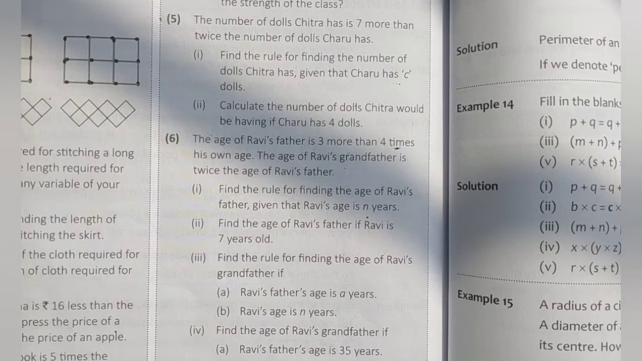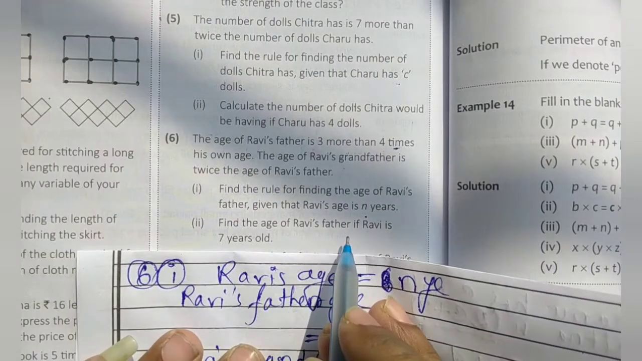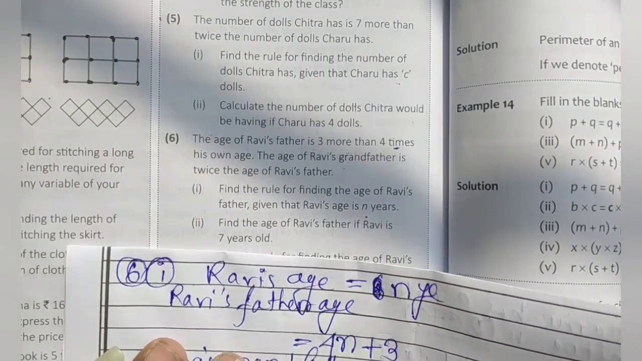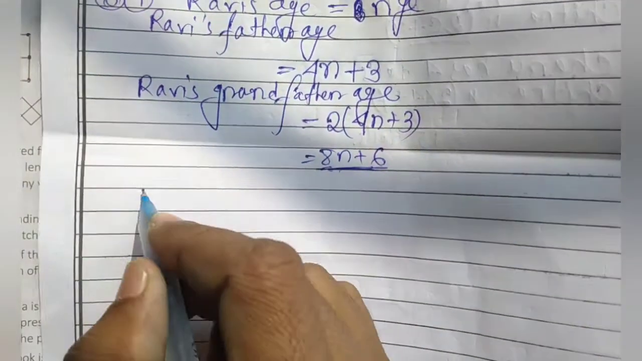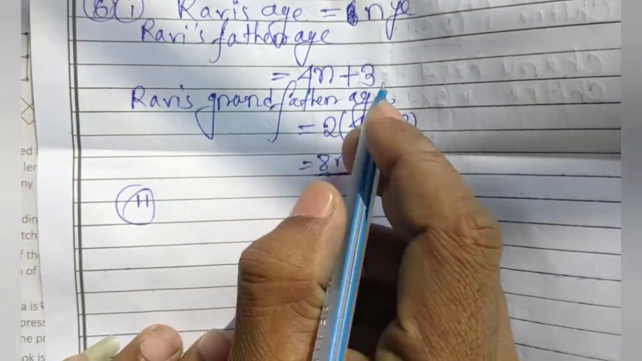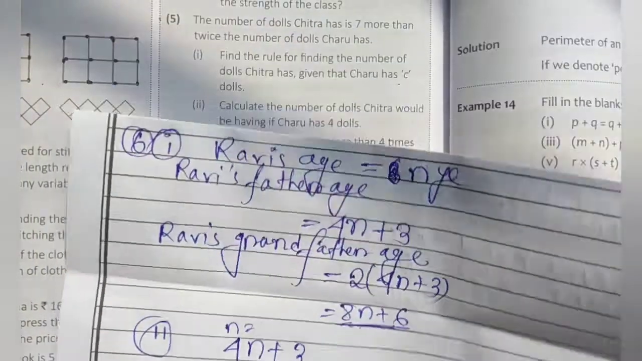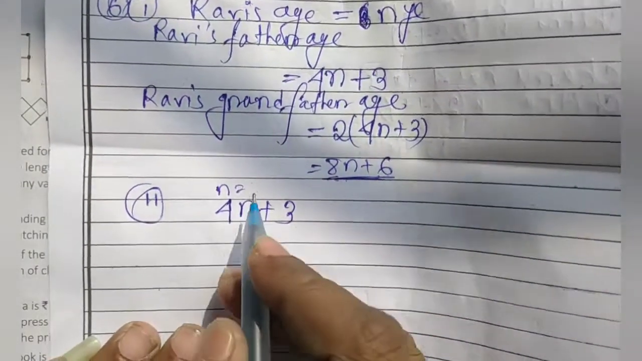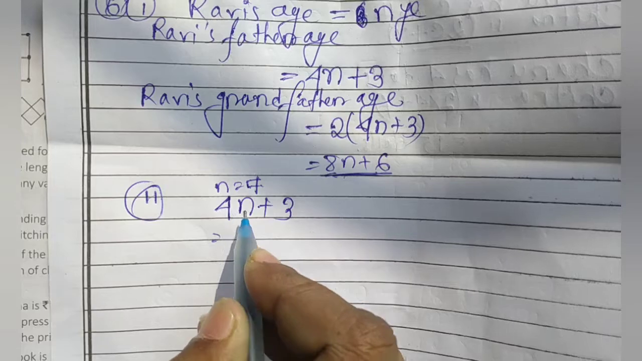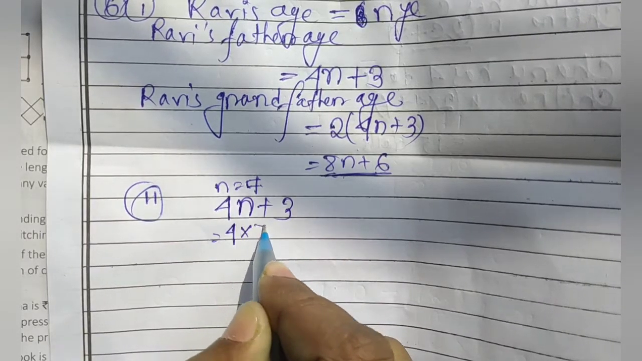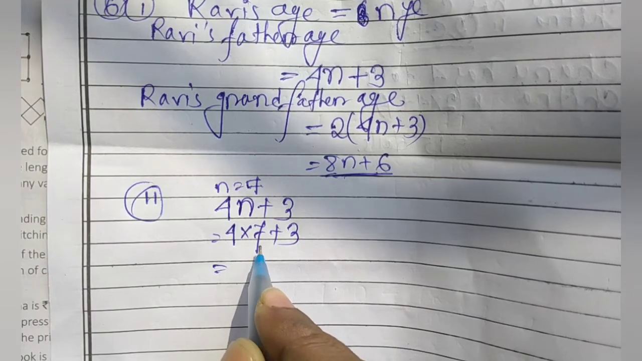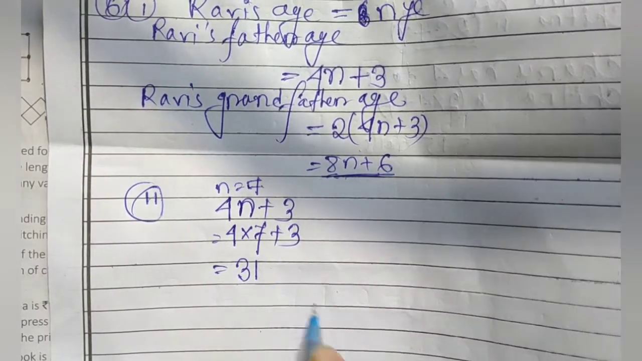Next it is given, find the age of Ravi's father if Ravi is 7 years old. In problem number 1, Ravi's father's age is 4n plus 3, where n is Ravi's age. Ravi's age is given, n is equal to 7. So put 7 in the place of n. So 4 into 7 plus 3. So 4 7s are 28 plus 3, that means 31.